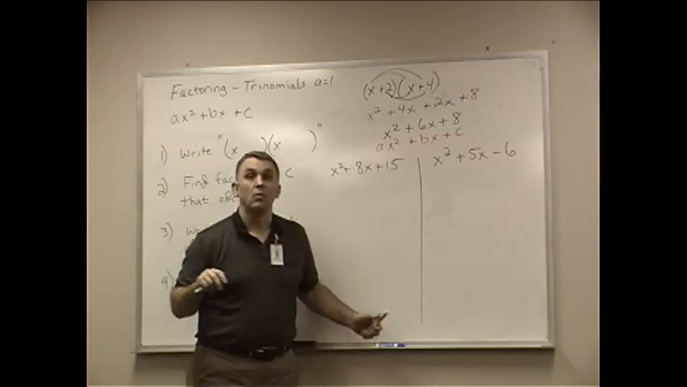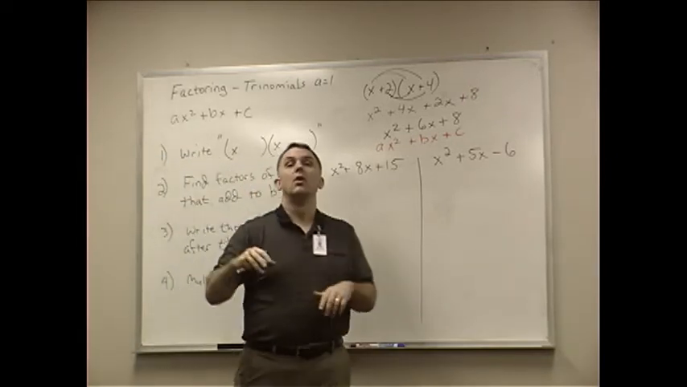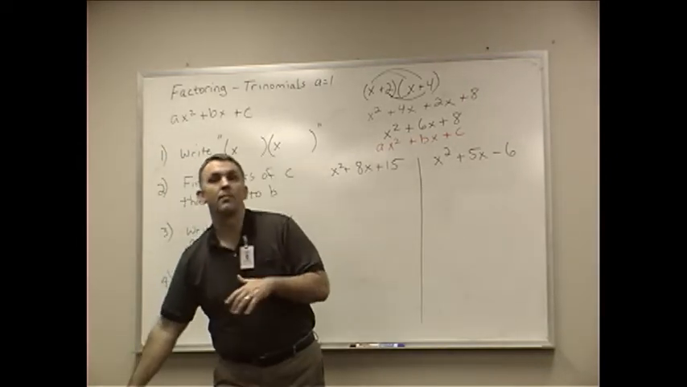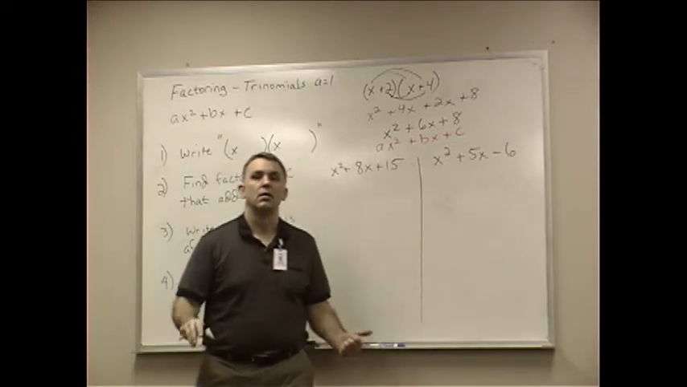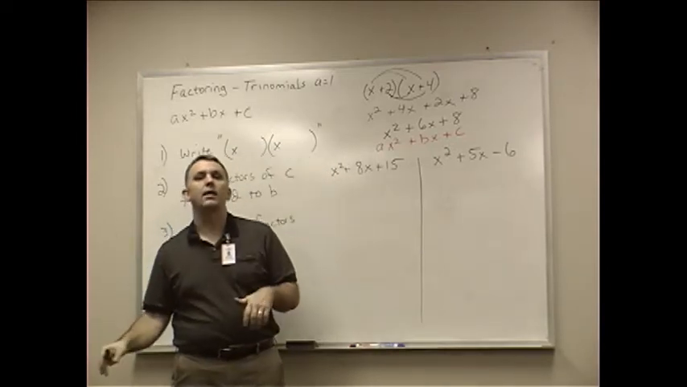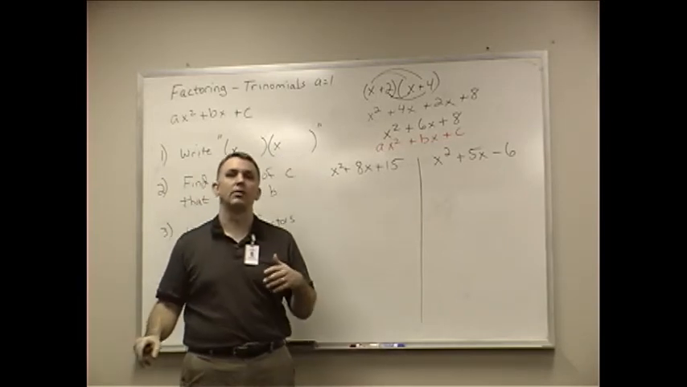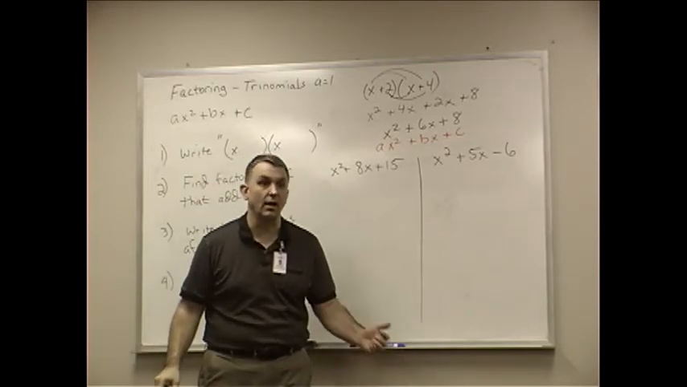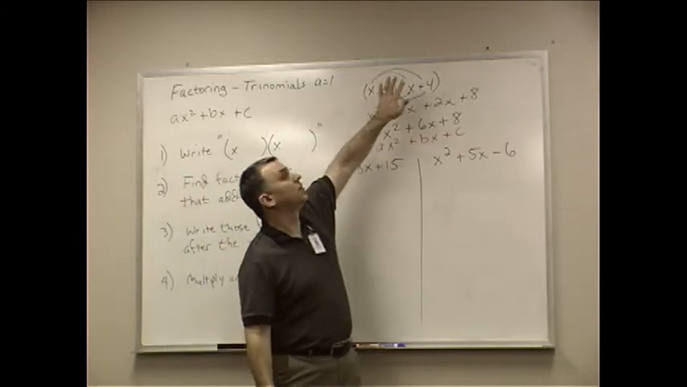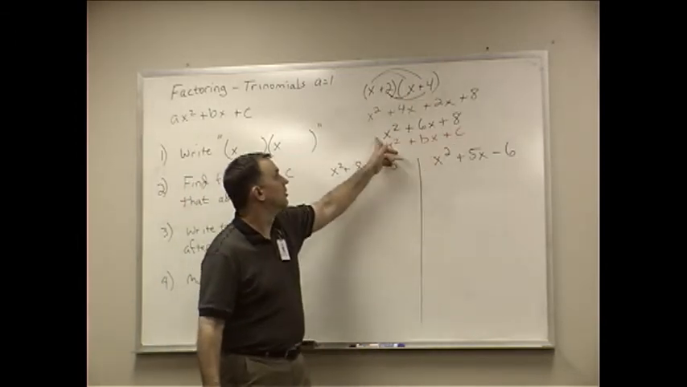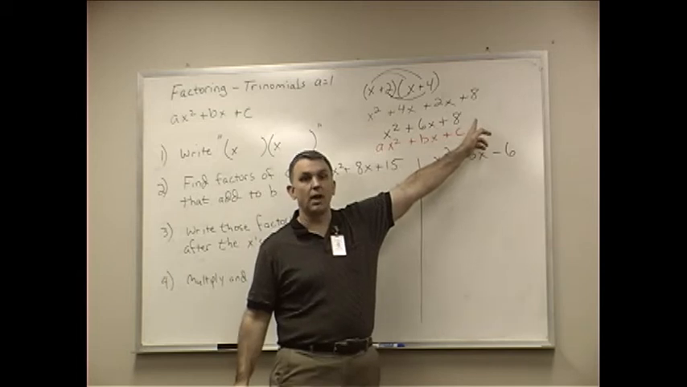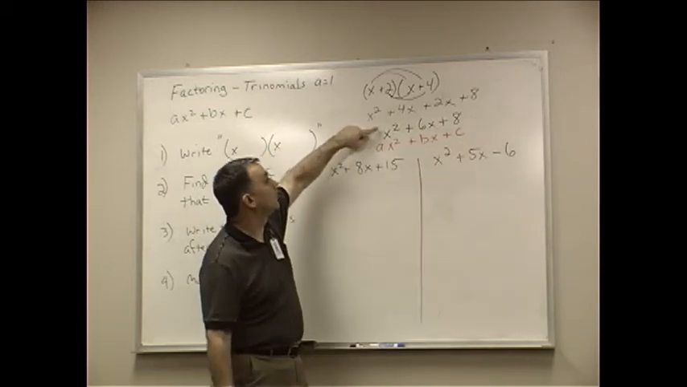Remember what I said. In math, we teach you how to do something, and we teach you how to undo it. We teach you how to multiply; the opposite of multiplying is dividing. We taught you how to add; the opposite of adding is subtracting. When you multiply these out, look at your answer here. You get a trinomial.